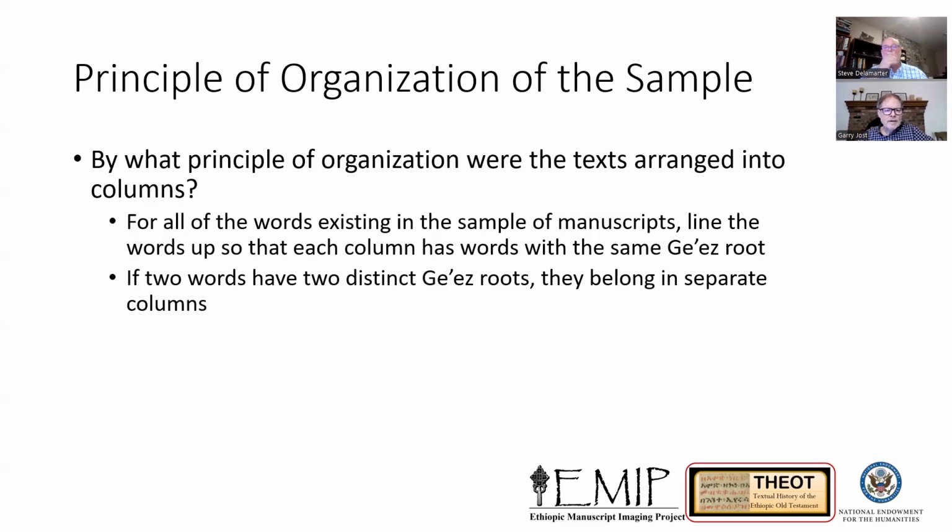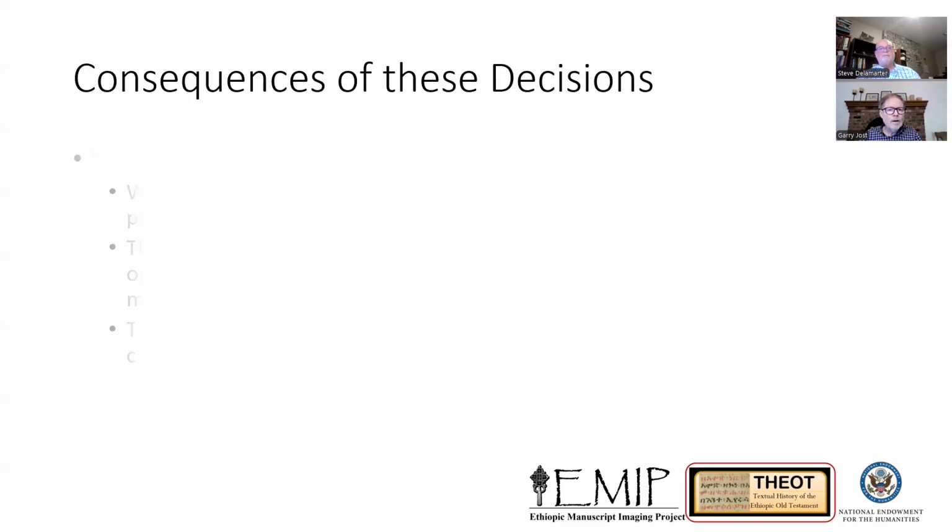So then the question arises, what principle of organization was used in order to arrange the text into columns? For all of the words existing in the sample manuscripts, we line the words up so that each column has words with the same root. This means that if two words have two distinct roots, they belong in separate columns.